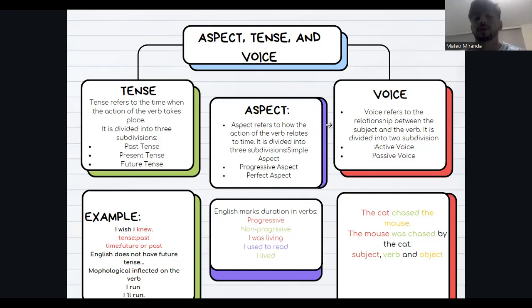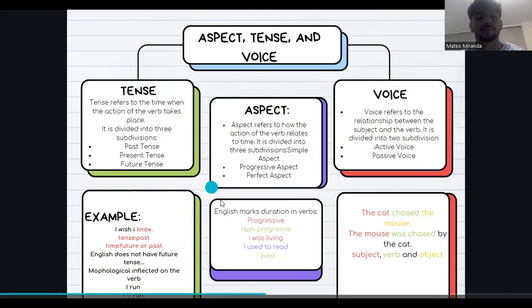Now we're gonna see the types of how we can use these verbs. So the first one is tense. Tense refers to the time when the action of the verb takes place. It is divided into three subdivisions: past tense, present tense, and future tense. Now I'm gonna do an example. I'm gonna read the examples and explain it to you.